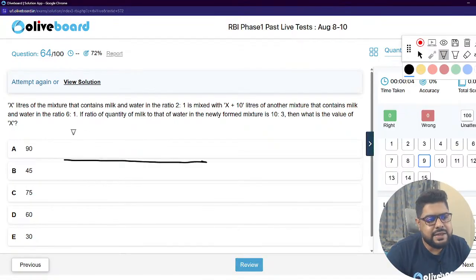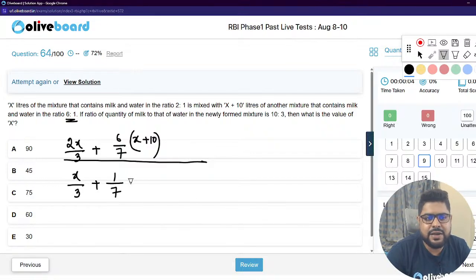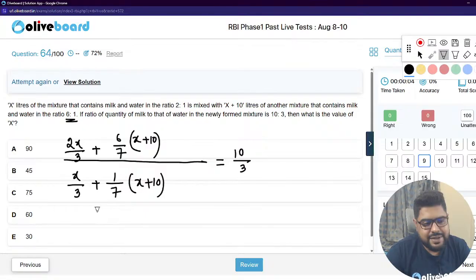water नीचे. So milk, so 2x by 3 because 2/3 is milk and x by 3 will be water, plus here x plus 10 liters, ratio is 6:1, so 6 by 7 parts and 1 by 7 parts is water. Perfect. So this mix total milk by total water, this ratio is given to you as 10 by 3. Just solve the equation a little bit, not much as well, right?